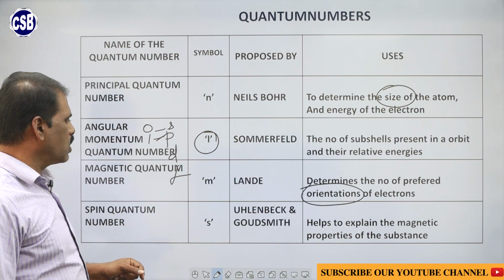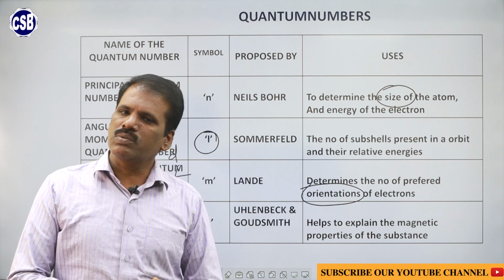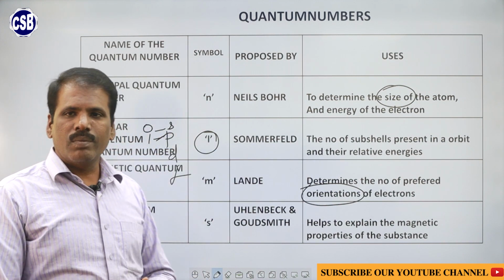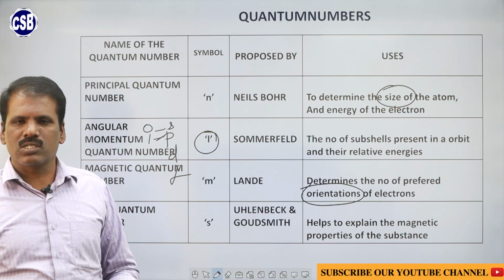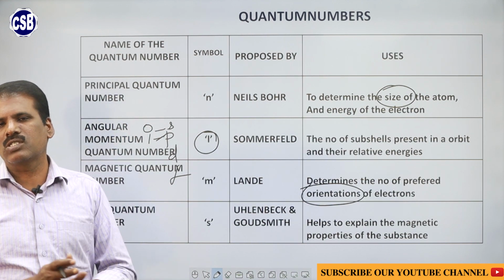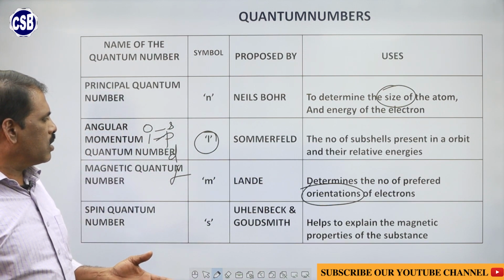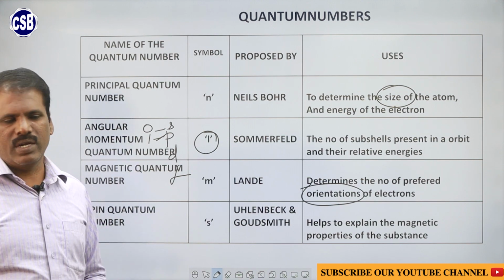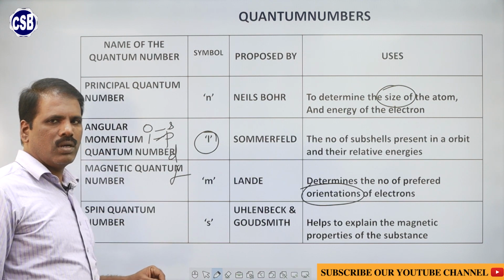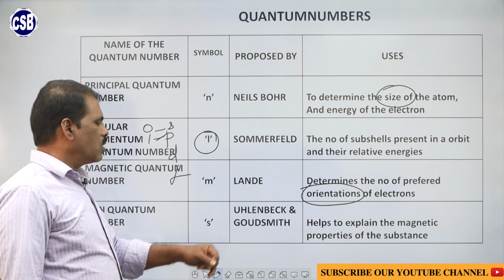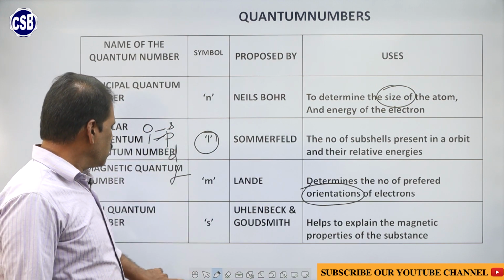And the final one is spin quantum number, which helps to explain the magnetic properties of the substances. The substances can show paramagnetism or diamagnetism. If there are unpaired electrons within the orbitals, they will possess paramagnetism. If there is no unpaired electron, that will show diamagnetism. So the magnetic property will be given by spin quantum number. It is denoted by S, and Uhlenbeck and Goudsmit introduced this spin quantum number.